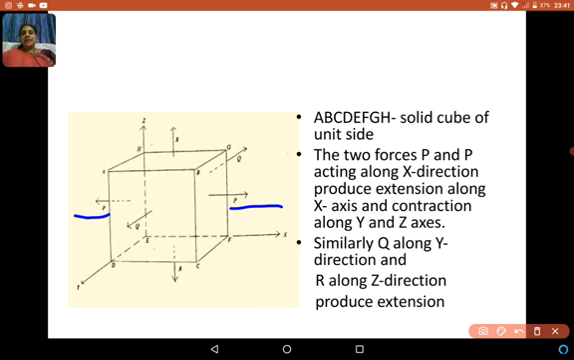Similarly, the forces Q and Q are acting along the y axis, and produce expansion along the y axis and contraction along the x and z axis. And the forces R and R are acting along the z direction and produce expansion along the z axis and contraction along the y and x axis.